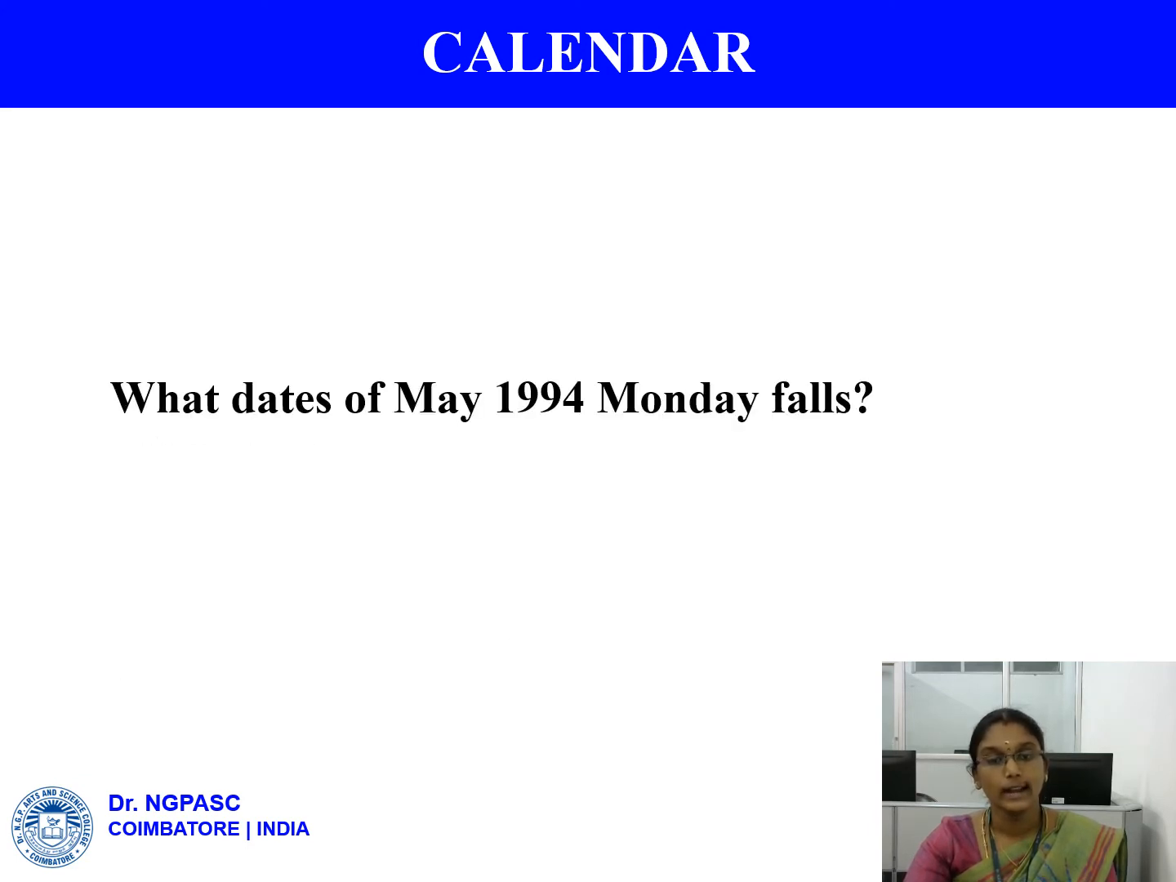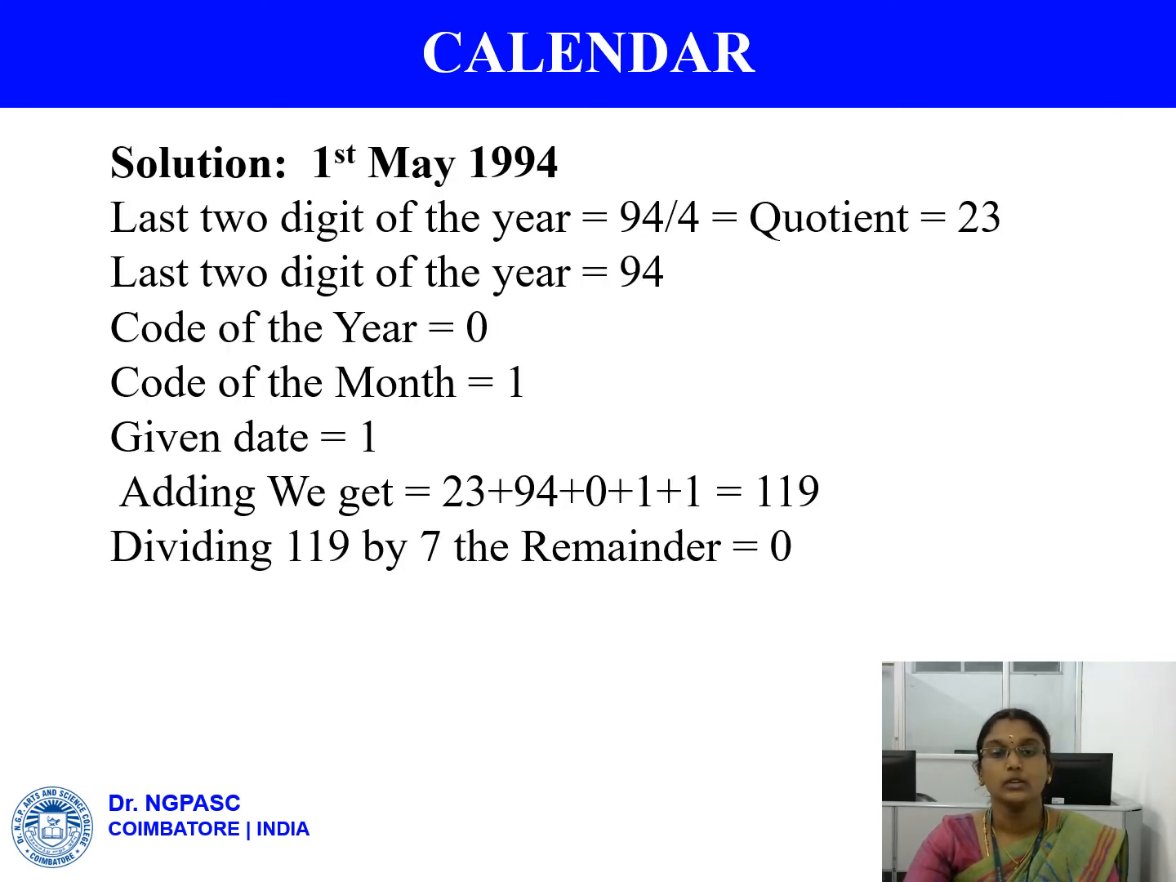Next, on what dates of May 1994 does Monday fall? So first you have to find out 1st May 1994 by using the previous procedure. Last two digits of the year 94 divided by 4, quotient is 23. Again last two digits of the year, code of the year, month code, given date. Given date is 1, as we assumed 1st May 1994. So add all the values, we get 119. So 119 by 7, the remainder is 0.